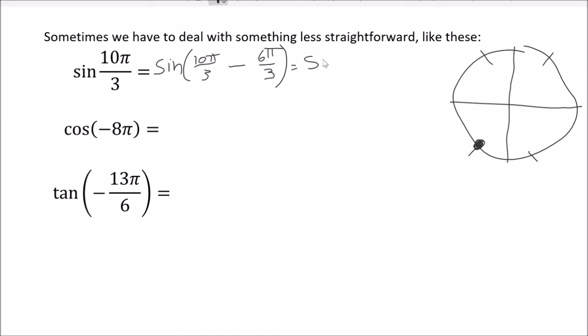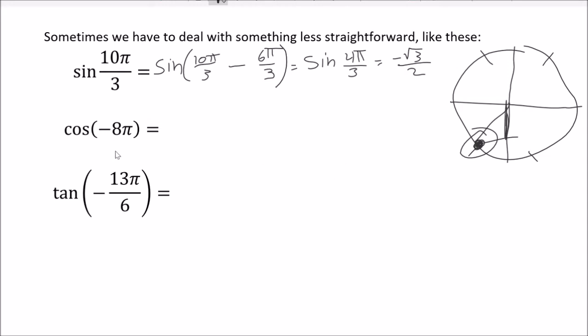And then I get sine of 4 pi over 3. And that is this same location. We're asked for the sine value. Looks to me like this is probably a longer vertical and my drawing's off. But if you take time and do a good drawing, you'll be able to see it. Okay, so that would be negative root 3 over 2.